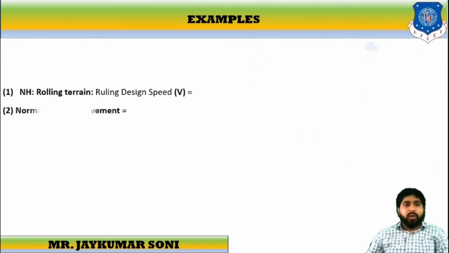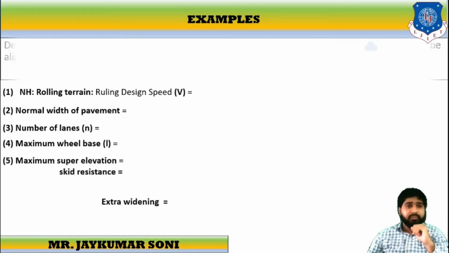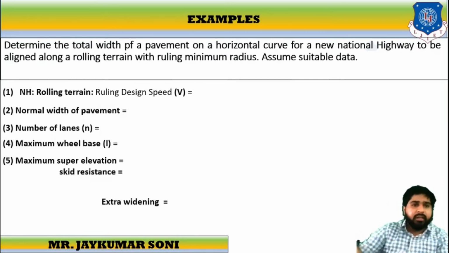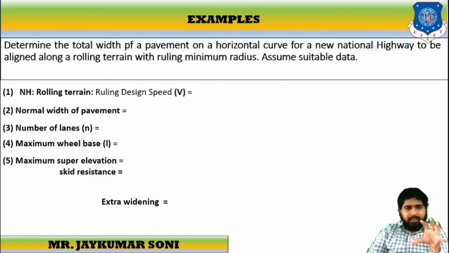And let us move towards the last example, which is one of the largest examples, but you need to have the understanding of that. See, in this statement, this is one of the most important examples because in this example, all the parameters will be considered. Determine the total width of pavement. So we have to calculate the pavement widening. That is the first thing.